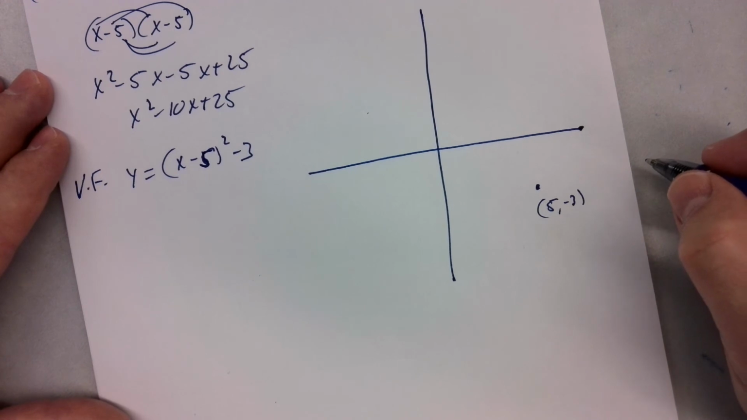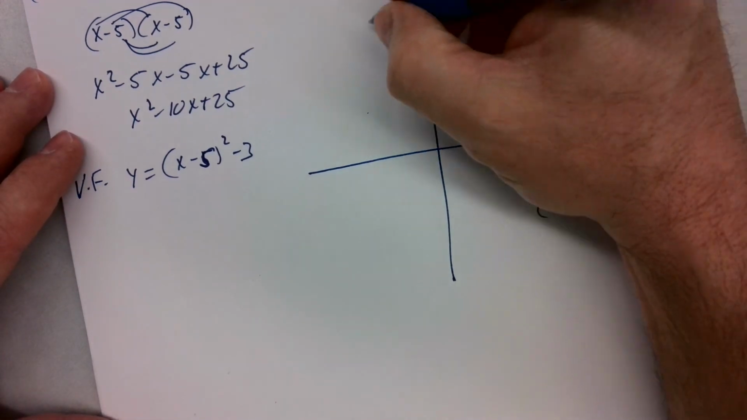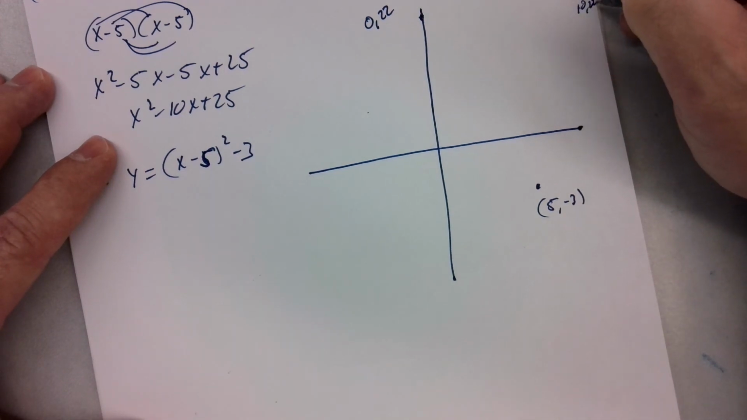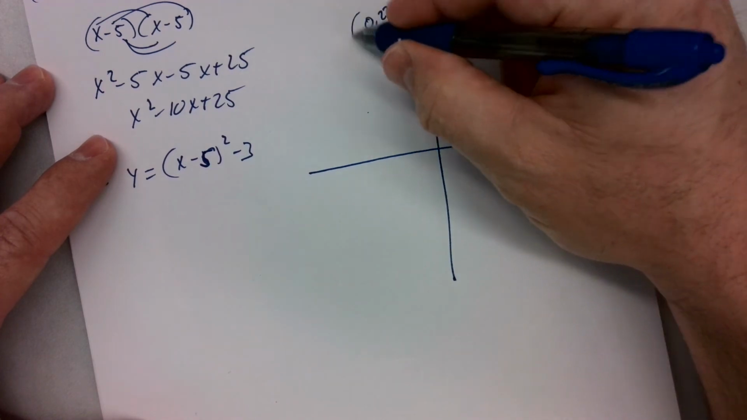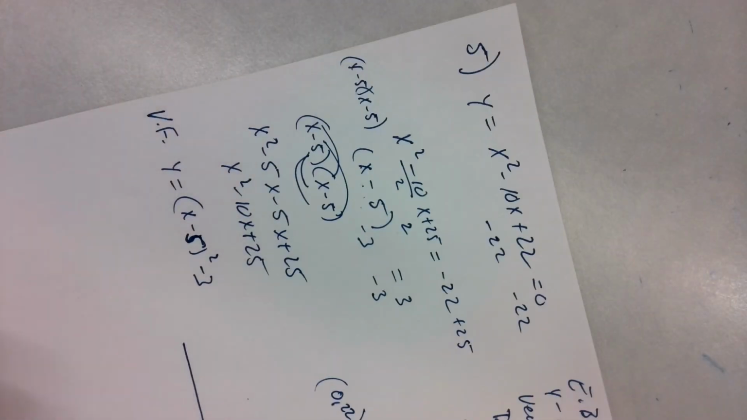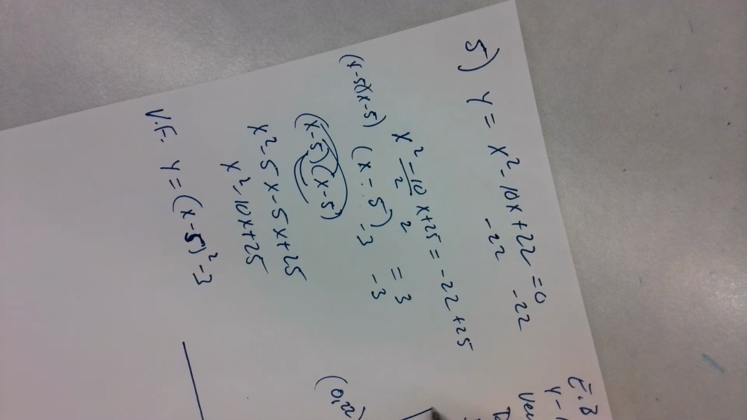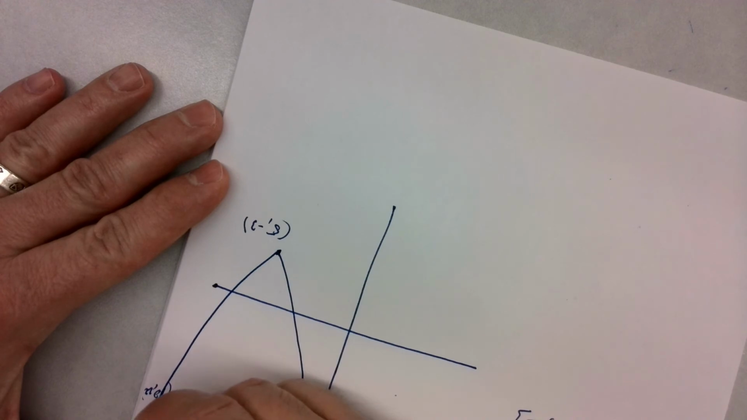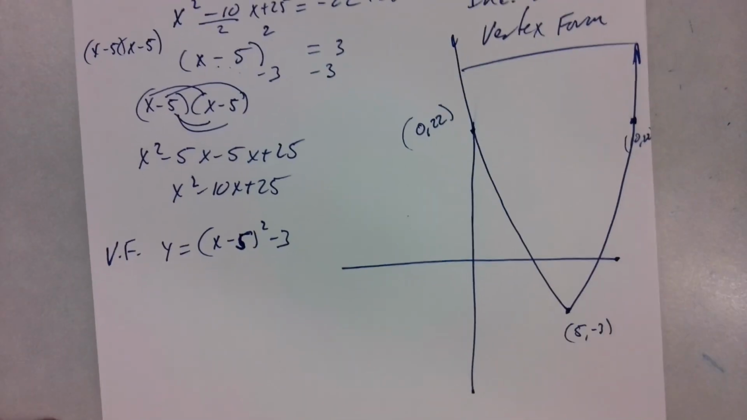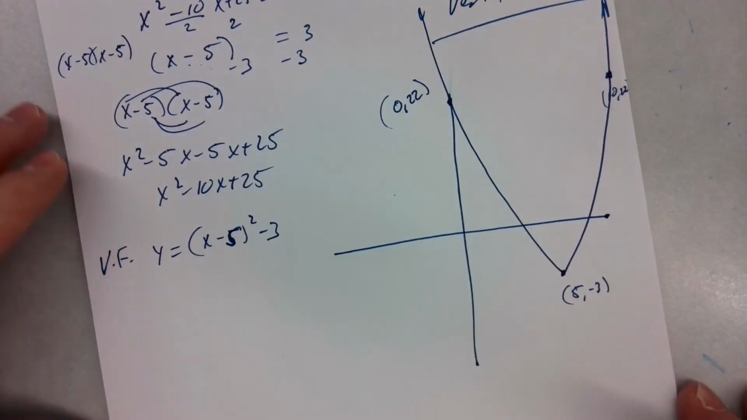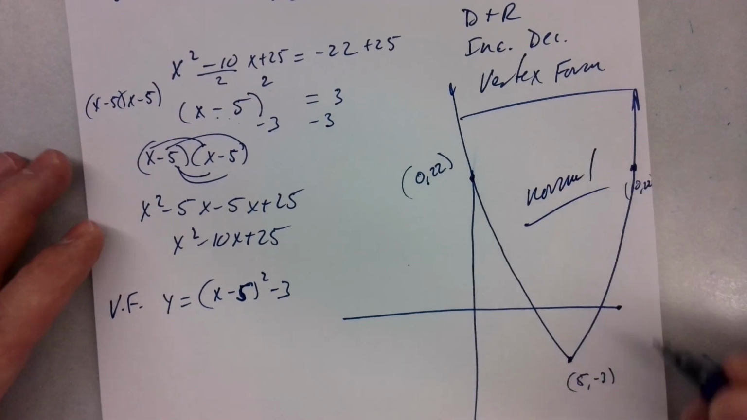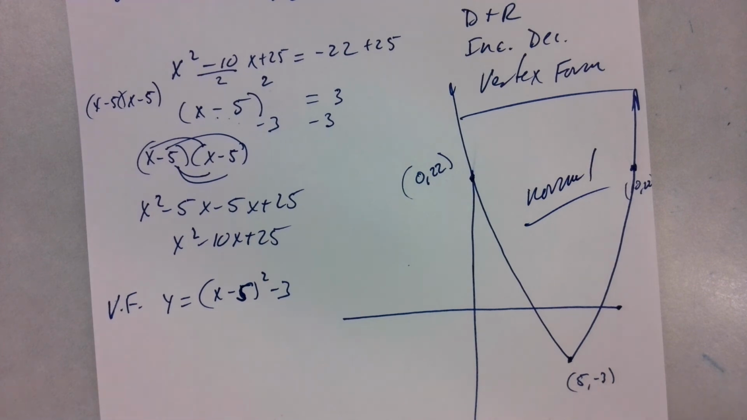My intercept is way up here at 22, right? 0 and 22. Its mirror image is going to be over here at 10 and 22, right? Correct. And then I'm just going to do that, and that. And what kind of parabola is this? It's normal, right? Which I would write down. I would get used to writing it every time.